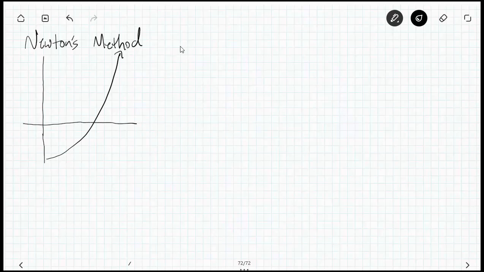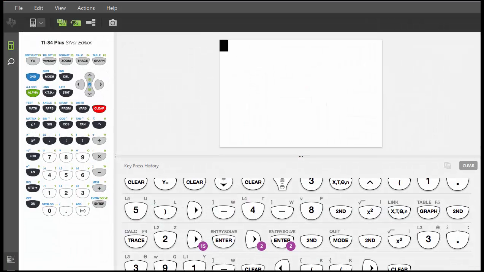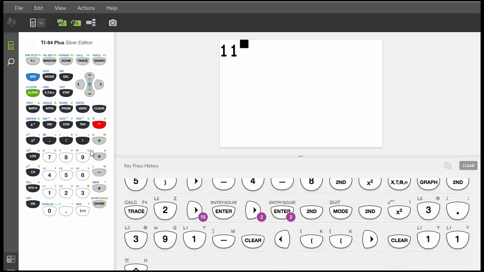So I'm going to show you how to use Newton's method to solve for something like the cube root of 11. Now, the cube root of 11 is easy for us, right? We grab our calculator and put in 11 raised to the 1/3. And we know it's going to be about 2, because the cube root of 8 is 2, and the cube root of 27 is 3, so it's going to be 2 point something.